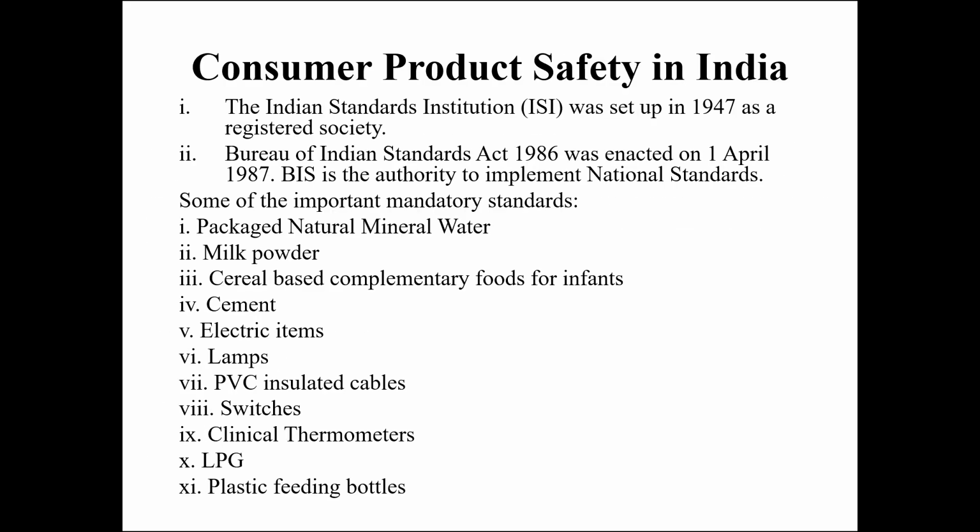Next, consumer product safety in India. Earlier, the interpretation of the right to safety was limited to electrical products. In India, the Indian Standards Institution was set up in 1947 as a registered society. The Indian Standards Institution gave the nation the standards it needed. In 1986, the government recognized the need for strengthening the organization. The Bureau of Indian Standards Act 1986 was enacted on 1st April 1987.